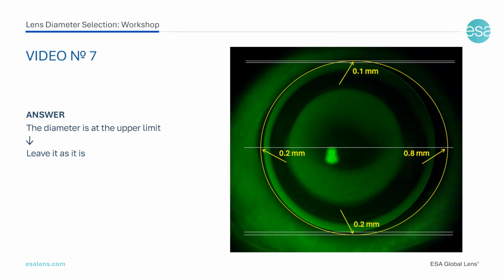This scenario is similar to video number 3, but with one critical difference. Here, the lens is not touching the limbus along the vertical meridian. Therefore, we should maintain the current diameter. However, if the patient shows an undercorrection despite good centration and a plano-over refraction, then a further reduction of 0.2 mm will be required.